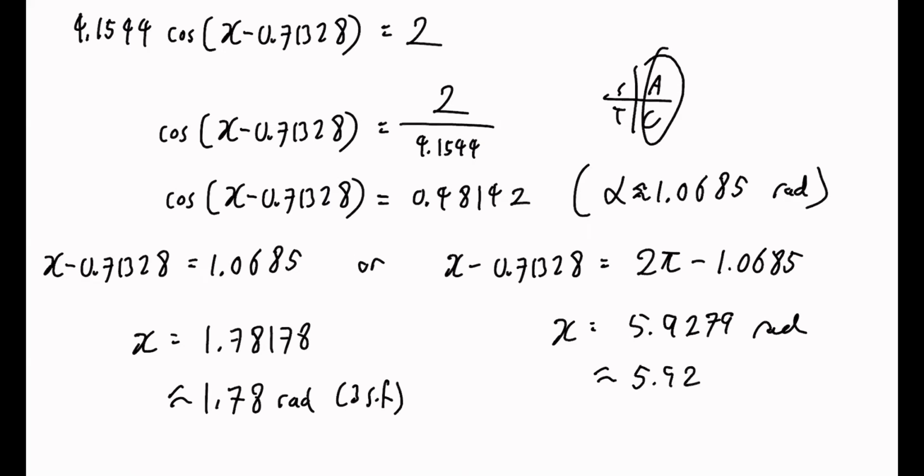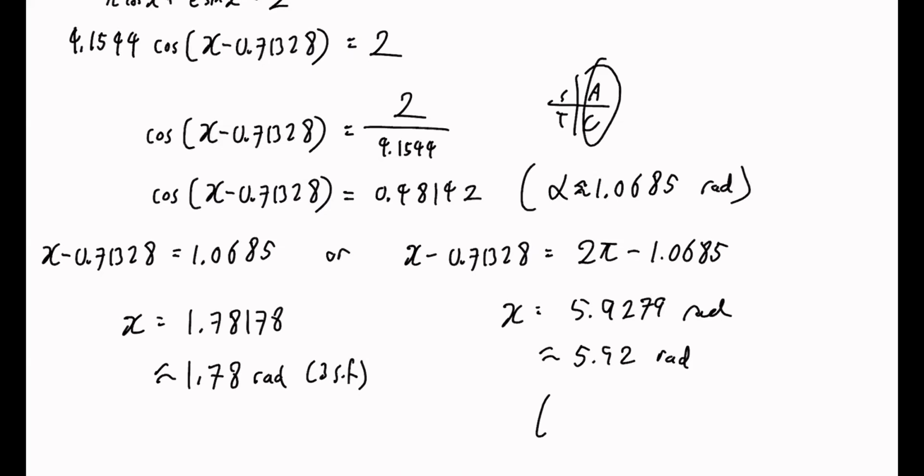Let me just do a quick double check, a quick reality check. 3.14 times 2 is 6.28, and 5.92 is less than 6.28, so it's still correct, less than 360 degrees. If you convert it into degrees, it will be about 339.64 degrees, just times 180 over pi. In case you are very confused, you can always multiply by the conversion rate.